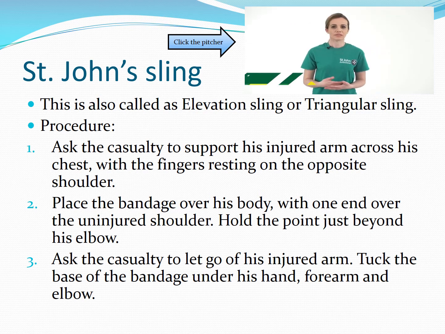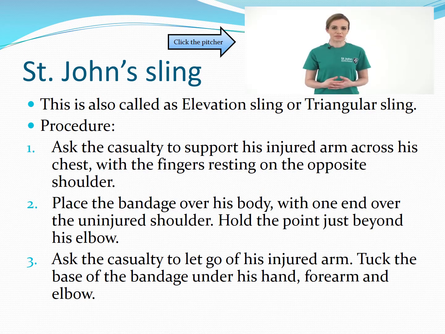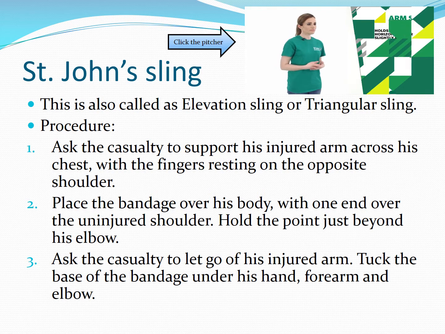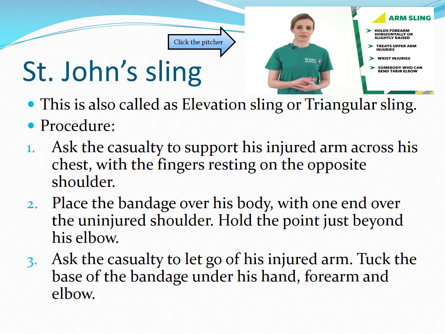You should use a sling to stop someone's arm moving, to protect it and prevent further damage. There are two types of sling, an arm sling and an elevation sling, and both can be made using a triangular bandage. An arm sling holds the arm in a horizontal or slightly raised position. It treats upper arm injuries, wrist injuries, somebody who can bend their elbow, and also a rib fracture.